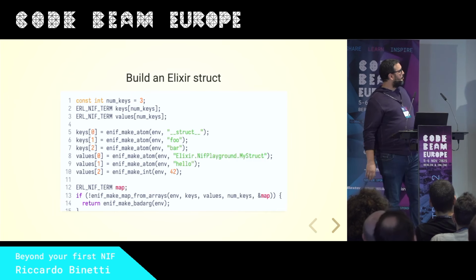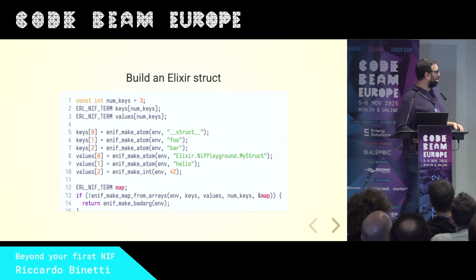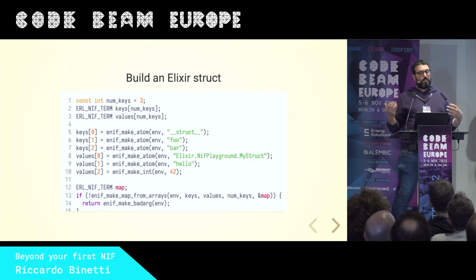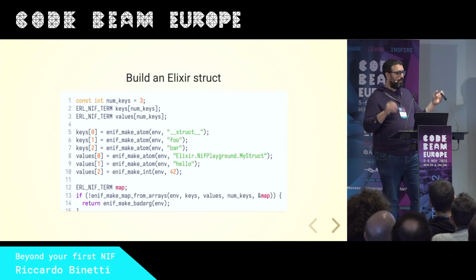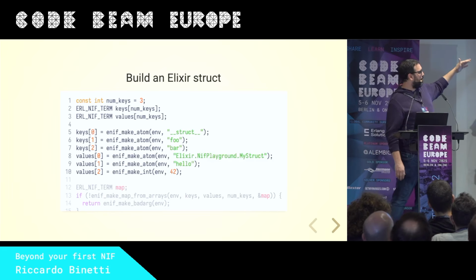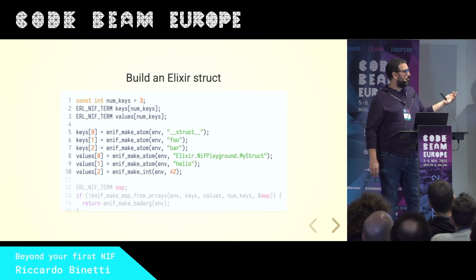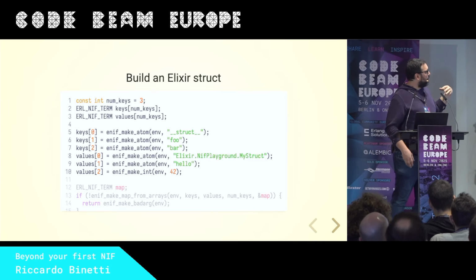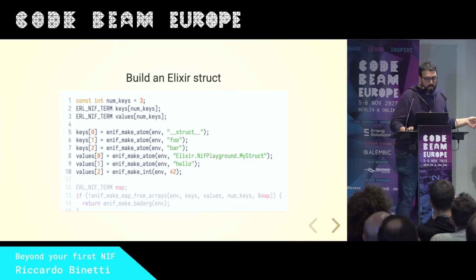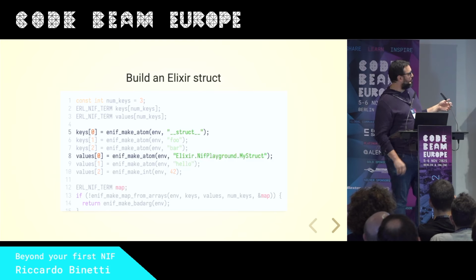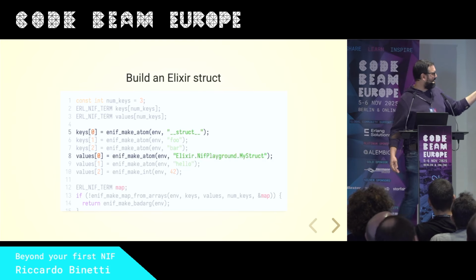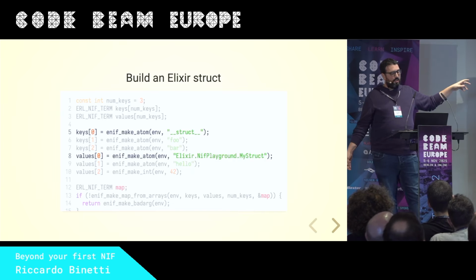Here is how you build an Elixir struct. As you probably know, an Elixir struct is just a map with a special key. So what you can do here is, if you have an Elixir struct on the Elixir side, you create your keys and values arrays. And you have to be careful to populate the struct key with the name of the struct.